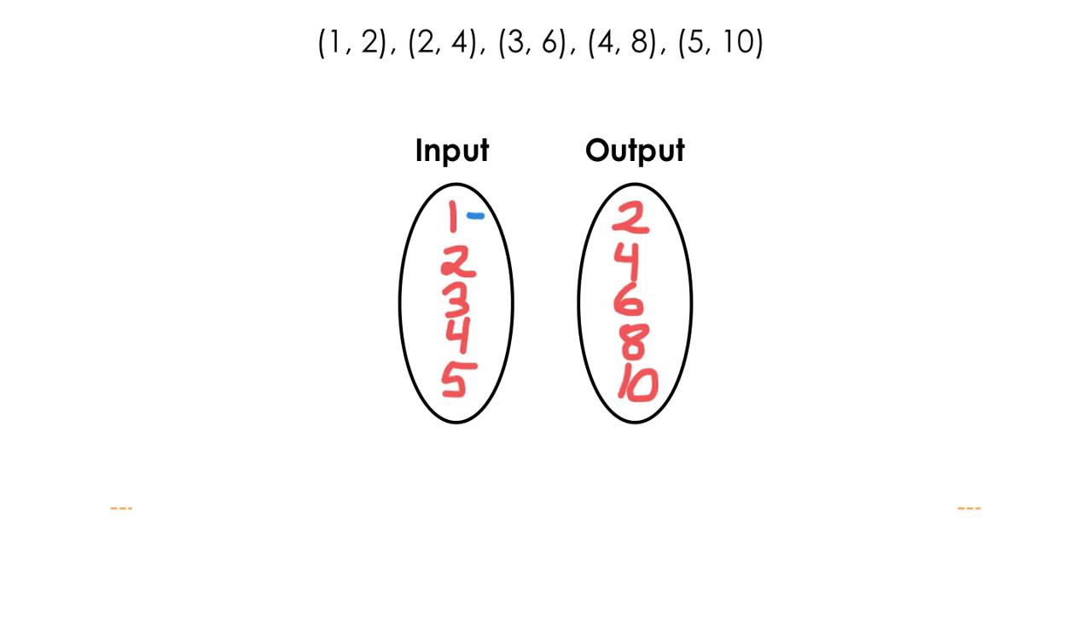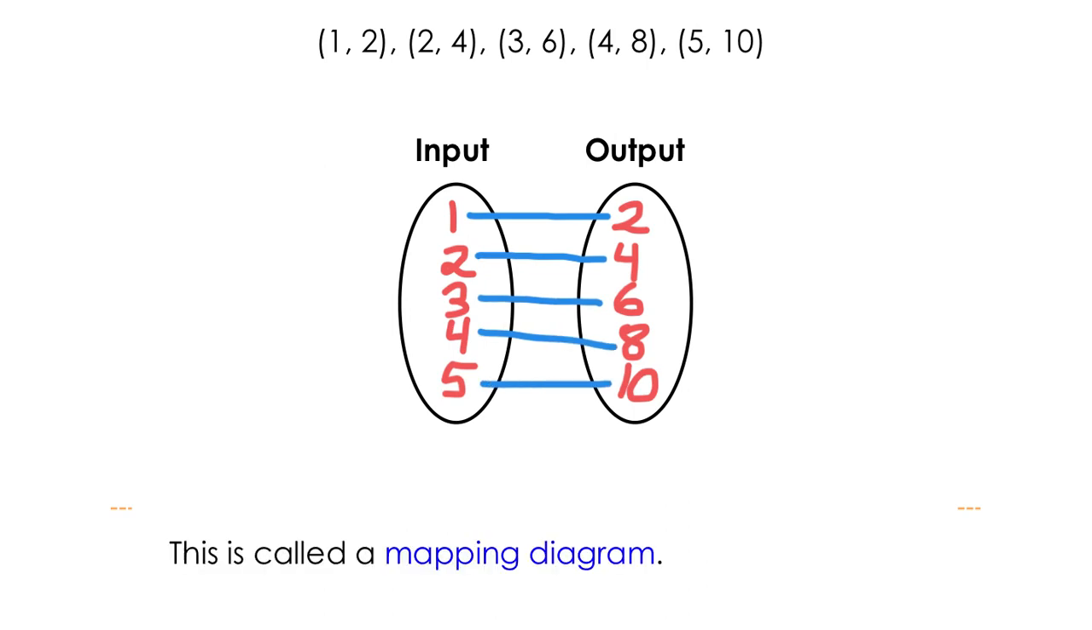The input 1 maps onto the output 2. The input of 2 maps onto the output of 4, 3 maps onto 6, 4 maps to 8, 5 maps to 10. And this diagram is called a mapping diagram. All the inputs map onto the corresponding outputs.